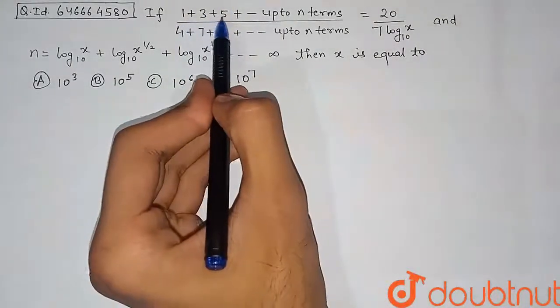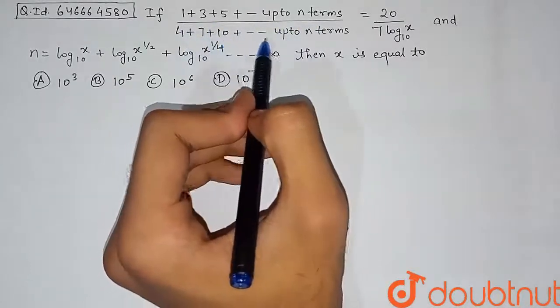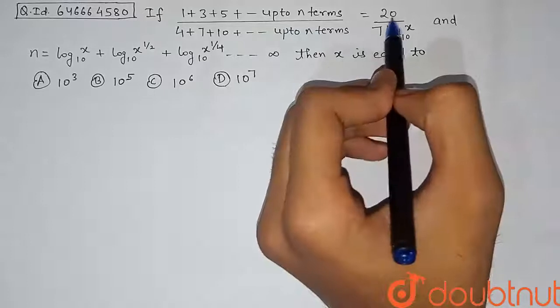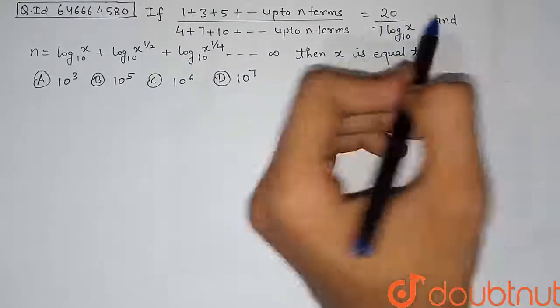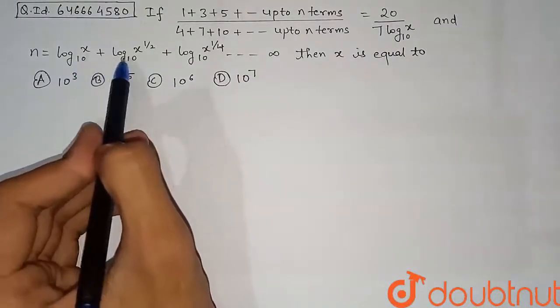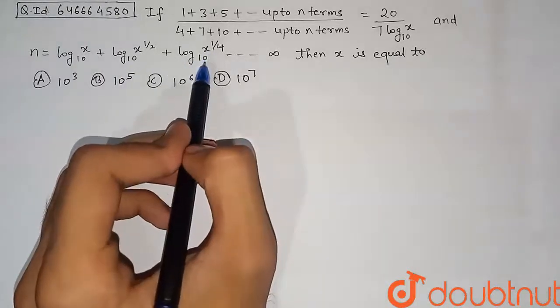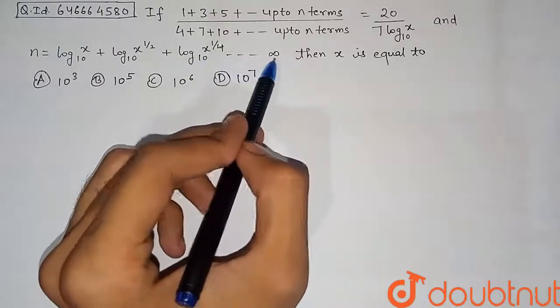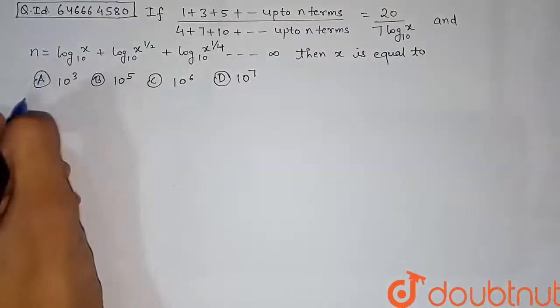Hello students, let's discuss the question. If (1 + 3 + 5 + ... up to n terms) divided by (4 + 7 + 10 + ... up to n terms) is equal to 20/7 log of x base 10, and here this n is given as log of x base 10 plus log of x^(1/2) base 10 plus log of x^(1/4) base 10, extended up to infinity, then x is equal to. So let's begin with the solution of this question.